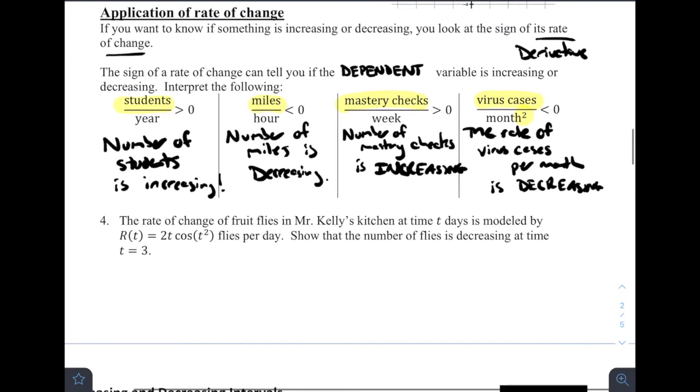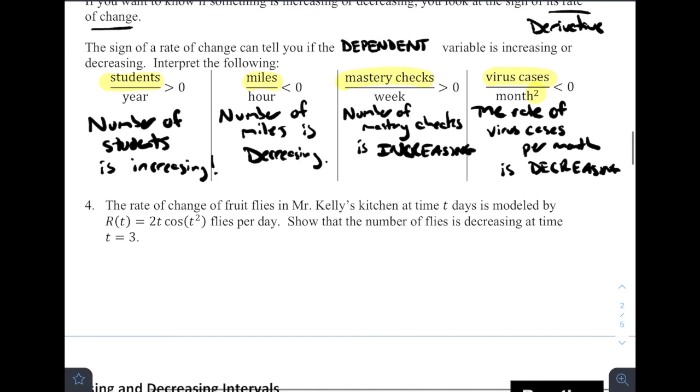Last problem, number 4. The rate of change of fruit flies in Mr. Kelly's kitchen at time t days is modeled by r of t, flies per day. Show the number of flies is decreasing at time t equals 3. If the number of flies is decreasing, we would expect the rate to be negative. We already have the equation of the rate of change per day here. I don't even need to take a derivative because this r is already the rate of change. I just need to show that r of t is negative.